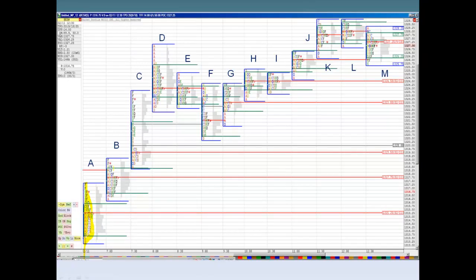Now when we go to period B, the same thing happens again. I get another profile, and I get a new value area, and I get a whole bunch of new information. This information becomes more and more valuable as you learn how to interpret it. So let's begin looking at it in detail together.